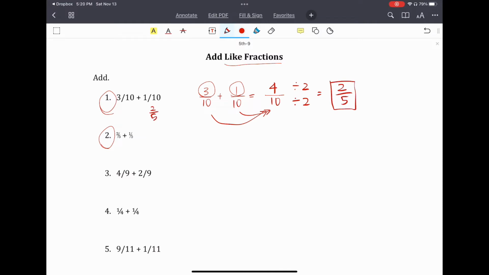So number 2, 2/5 plus 1/5. They have a like common denominator of 5. So your final answer would have a denominator of 5. And 2 plus 1, you just add the numerators, is 3. So 3/5 is your final answer. Nothing to simplify, so that's just it.